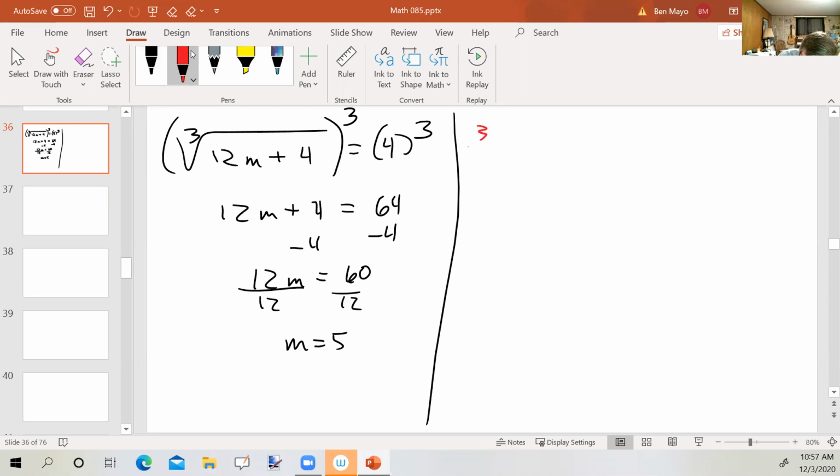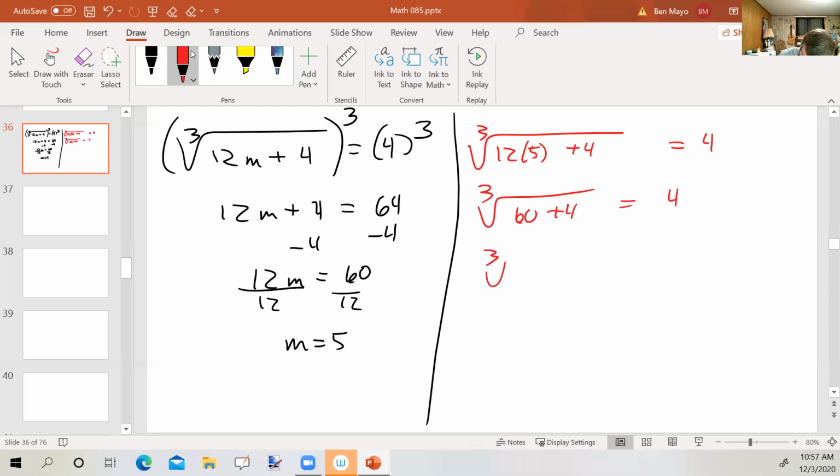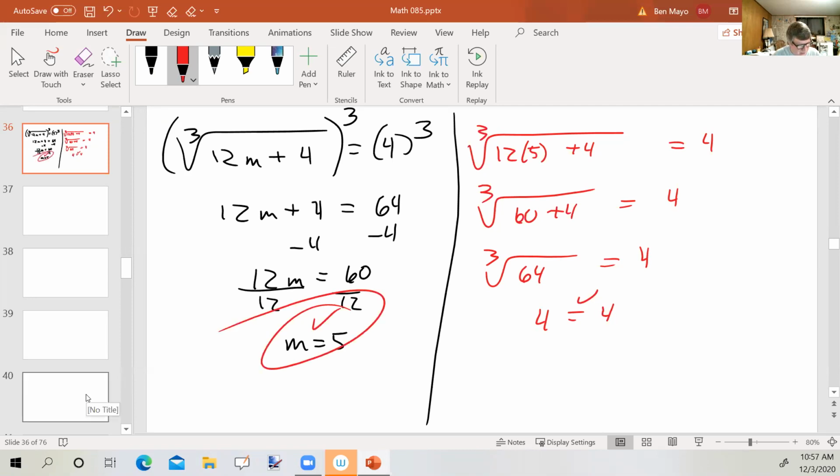Let's check our work. This is the cube root of 12 times 5 plus 4 equals 4. Cube root of 60 plus 4 equals 4. Cube root of 64 equals 4. 4 equals 4, so it checks.